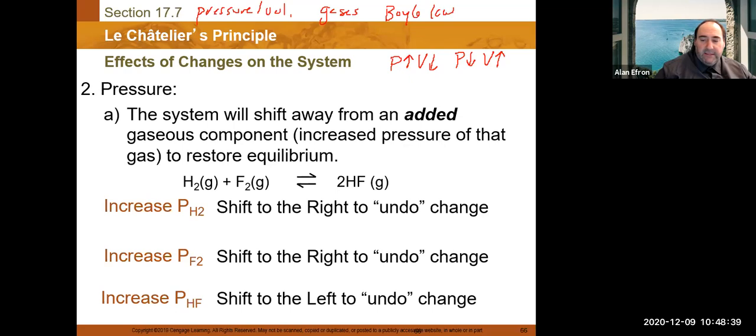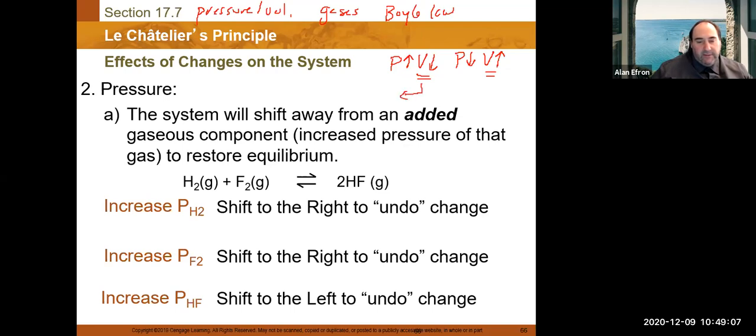And when we have gases involved, I personally think it's easier just to think about it in terms of volume. In terms of volume, if the pressure goes up, the volume will go down, which means we have a very small area for gas molecules to fly around in. What happens is as the volume goes down, pressure goes up. So we kind of want to bring the pressure back down. So in that very small area, we need fewer gas molecules.